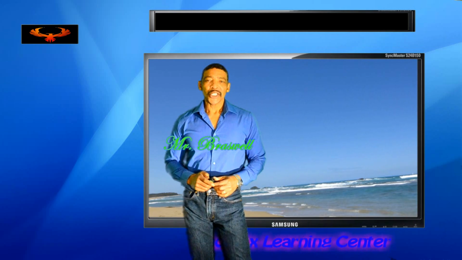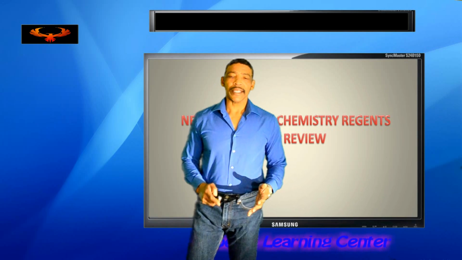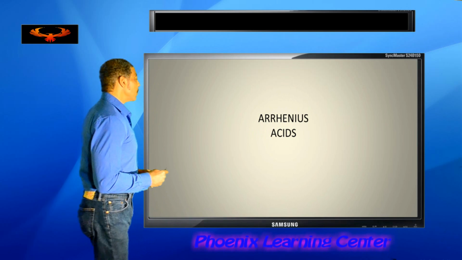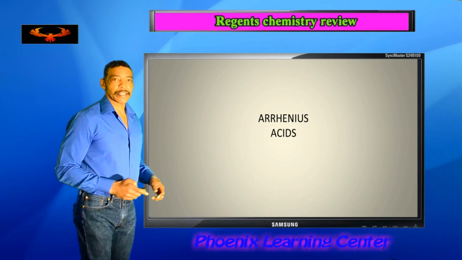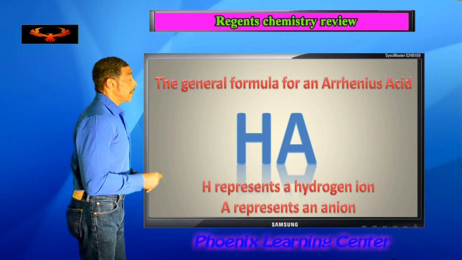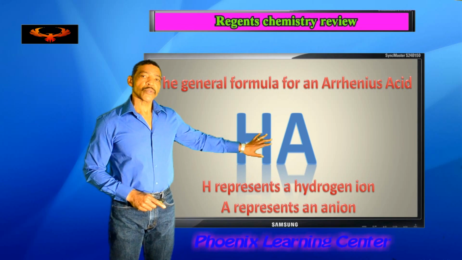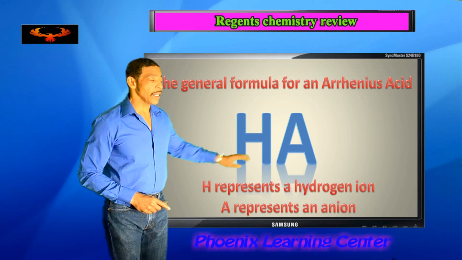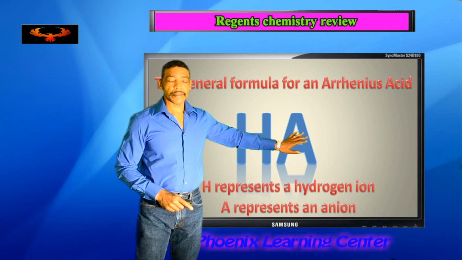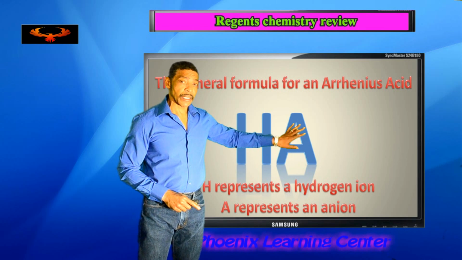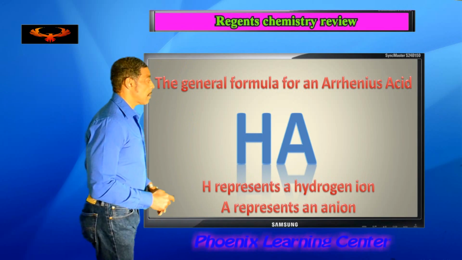During this lesson, I will explain how to name Arrhenius acids and bases. Let's begin the lesson with Arrhenius acids. The general formula for an Arrhenius acid is HA. H represents a hydrogen ion and A represents an anion, where an anion may be the ion of a nonmetallic element or a polyatomic ion.